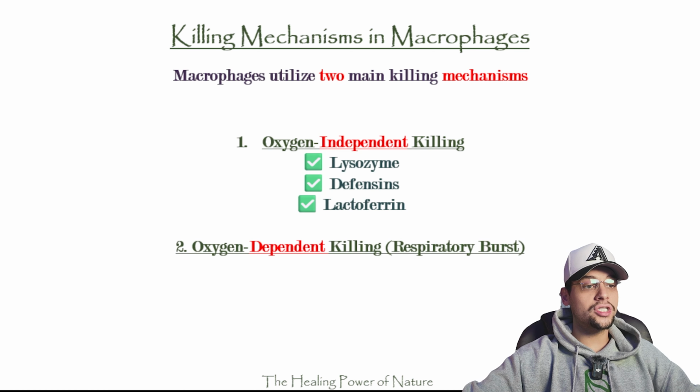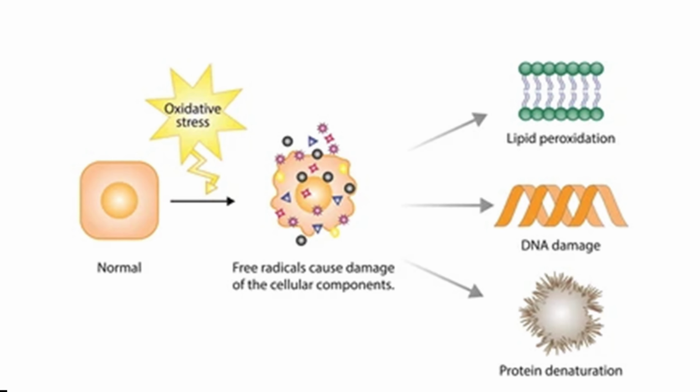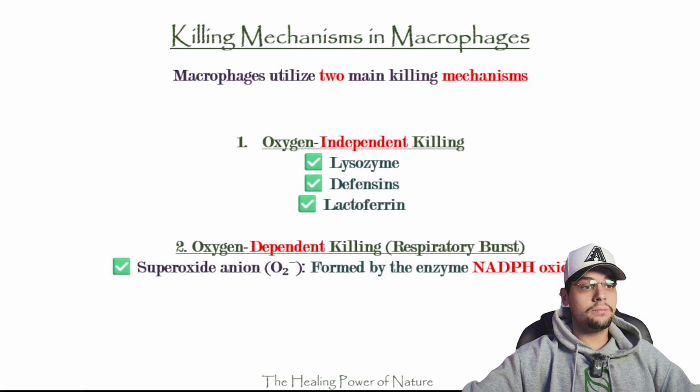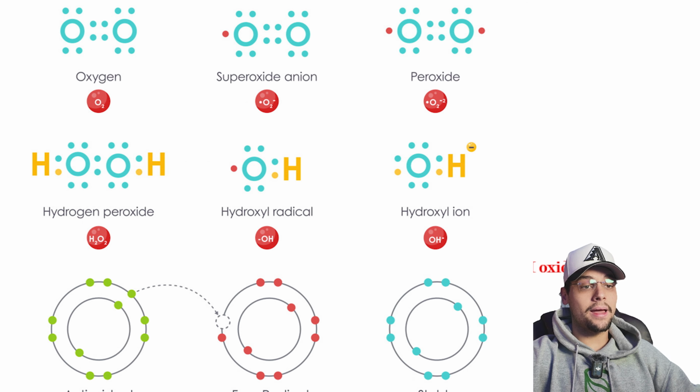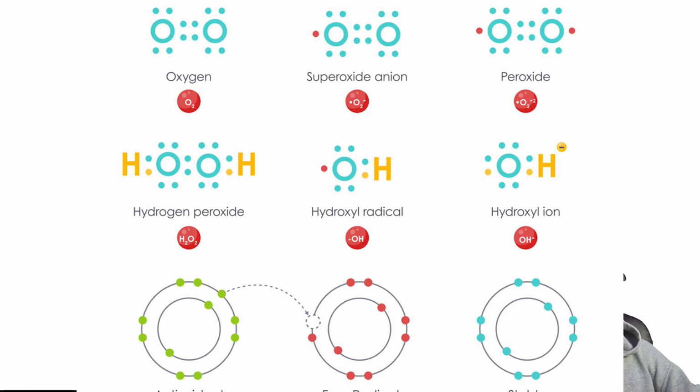The next is the oxygen-dependent killing, or the respiratory burst. This is a much stronger killing mechanism that requires oxygen and is referred to as the respiratory burst. When macrophages encounter pathogens, they activate enzymes that generate highly reactive oxygen species, or ROS, that kill the engulfed pathogens. The key components involved are superoxide anion, or O2-, which is formed by the enzyme NADPH oxidase.